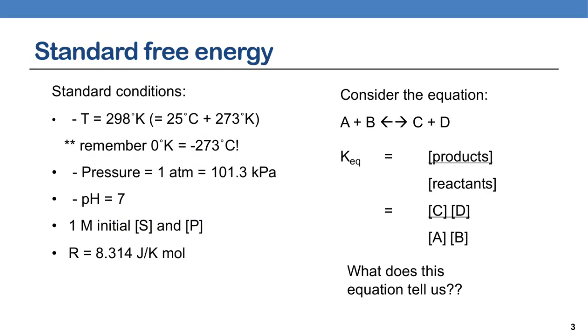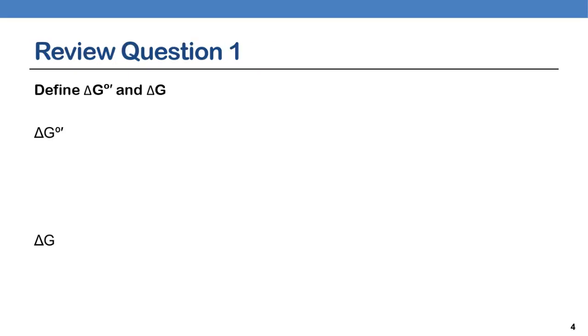Our normal equation is going to be A plus B, so our substrates are going to get converted to C plus D. So our K equilibrium is going to be our products over our reactants. All right. Okay, quick little review.